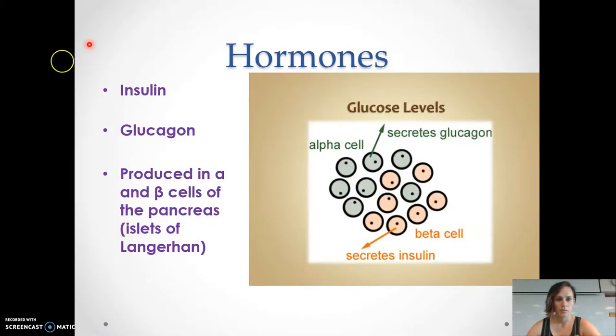Our two hormones, insulin and glucagon, are both produced in the alpha and beta cells in the pancreas, in the islets of Langerhans. The alpha cells are secreting the glucagon and the beta cells are secreting the insulin. You need to be very careful: glucagon is the hormone.